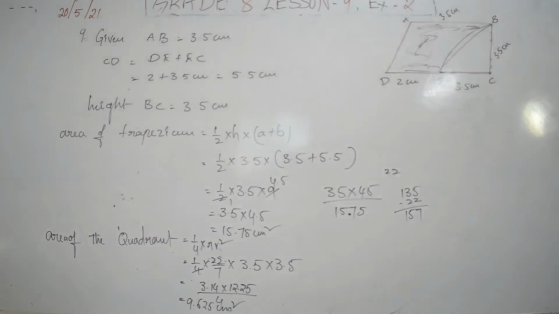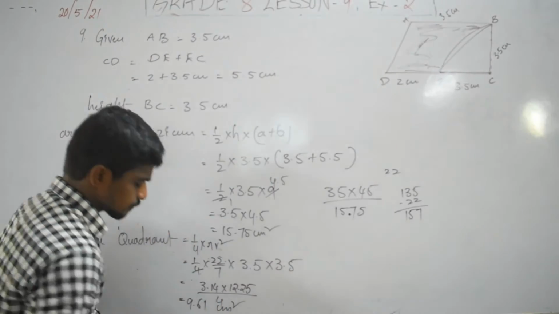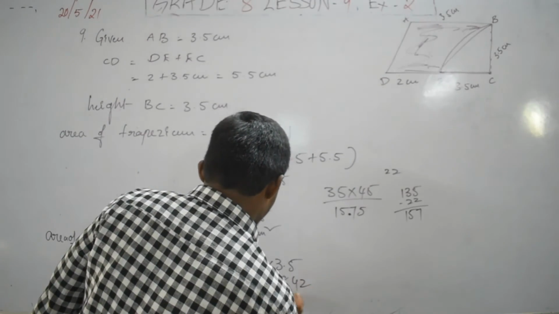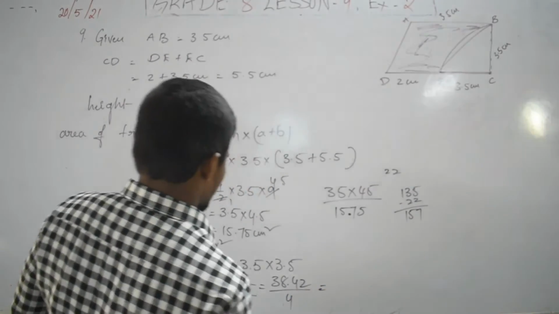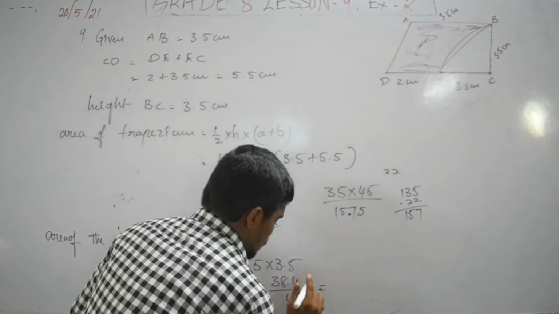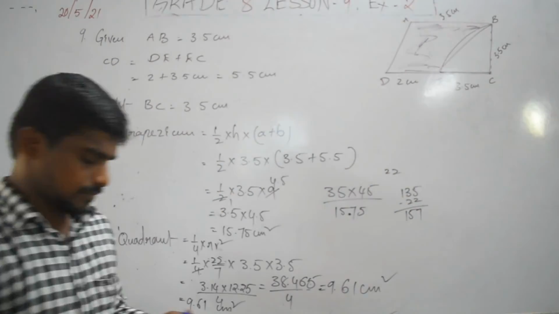Next one. Now the area of the quadrant is 9.61 centimeter square. Yes, see, 9.61 centimeter square.